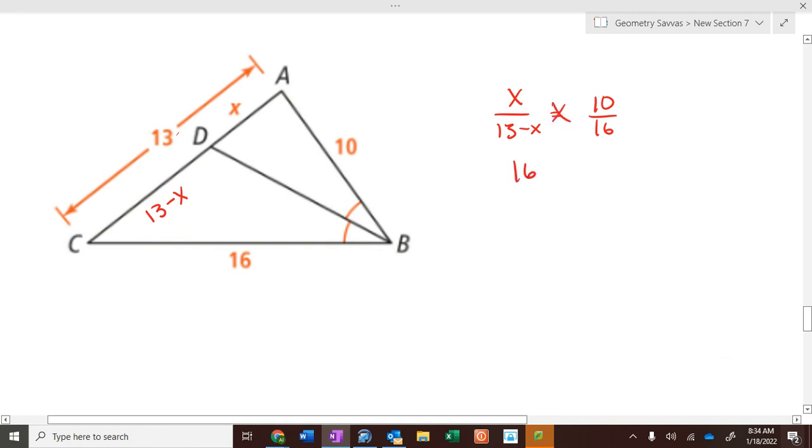We cross multiply, 16x equals 130 minus 10x because we have to use the distributive property. If we add 10x to each side, 26x equals 130. If we divide by 26, x equals 5. So this is 5, and this is 8. 8 over 16, 5 over 10, that surely looks proportional.